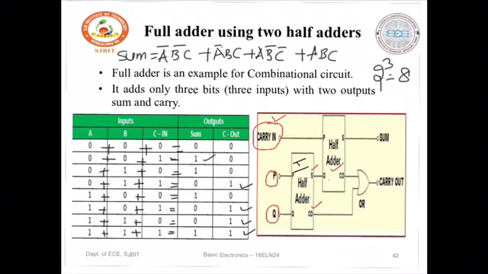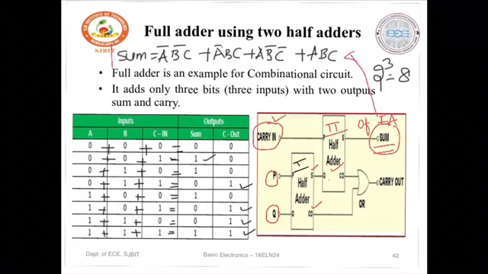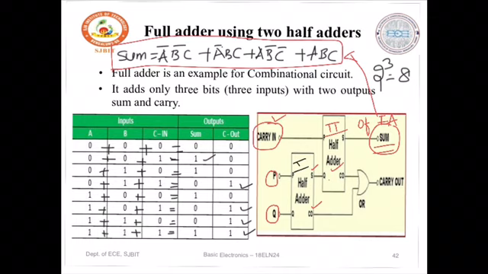Now, these two will be added, and finally, whatever sum I get from the second half adder will be the final sum of the full adder. It means the sum expression of the full adder. This is the sum expression that we derived just now. This is equivalent to this sum expression.